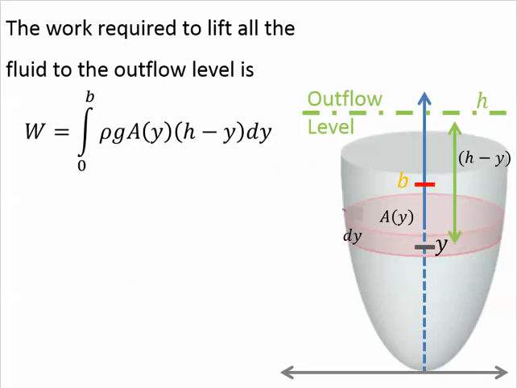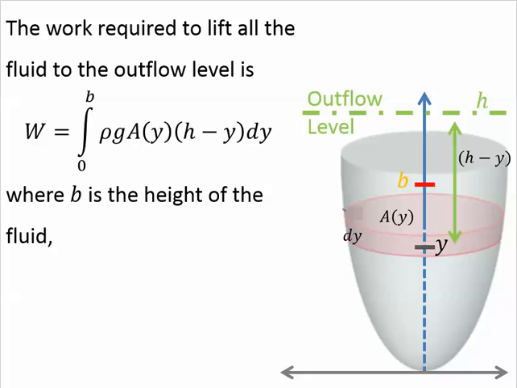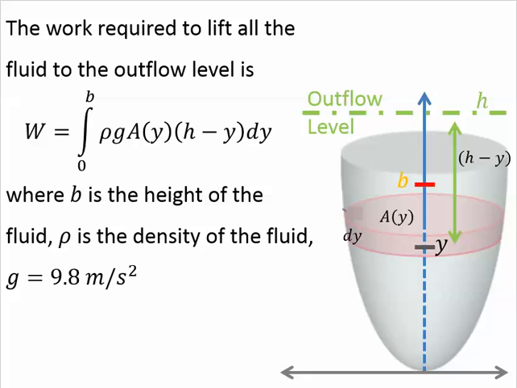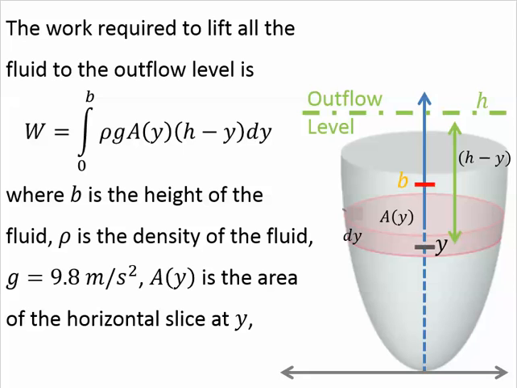Physical Applications Part 2. In Part 1, we saw that the work required to lift all of the fluid out of a container to the outflow level is given by this integral, where B is the height of the fluid, rho is the density of the fluid, g is your acceleration due to gravity, A of y is the area of the horizontal slice at the level of y, and h is your outflow level.